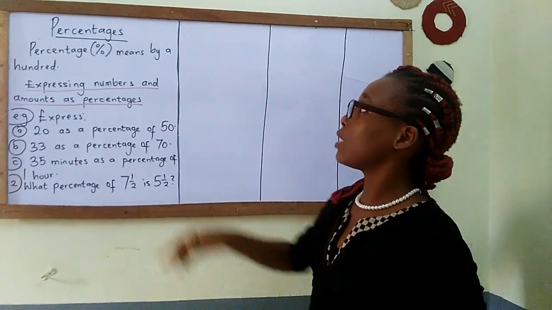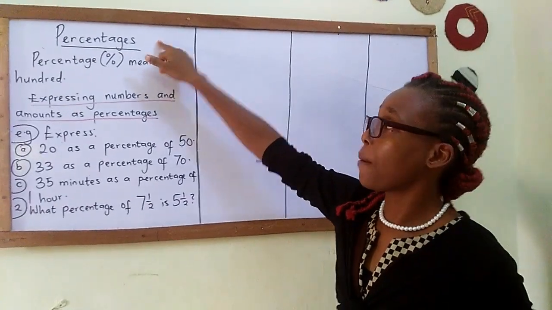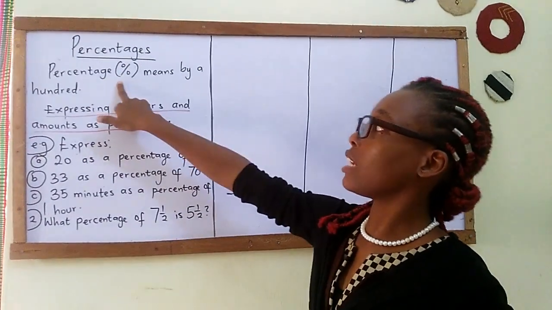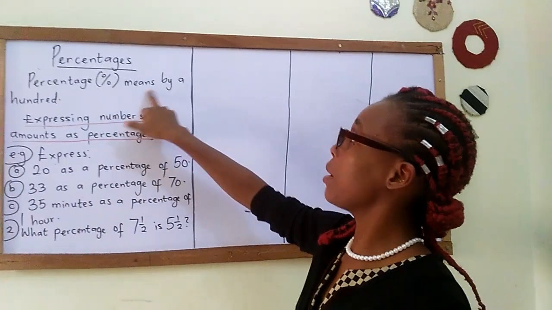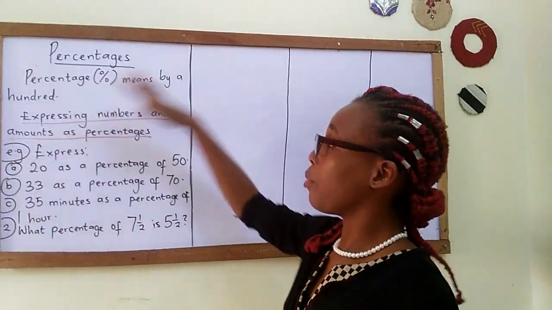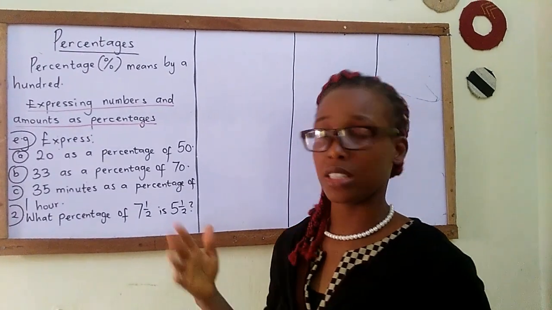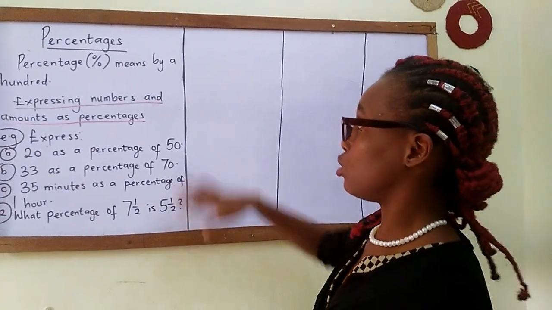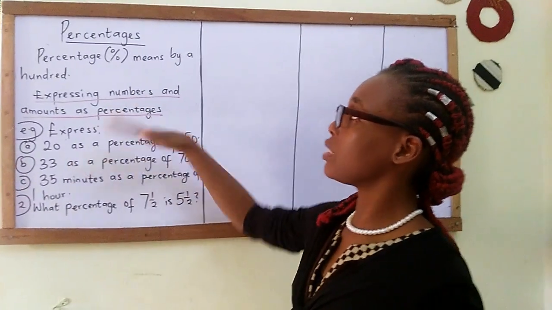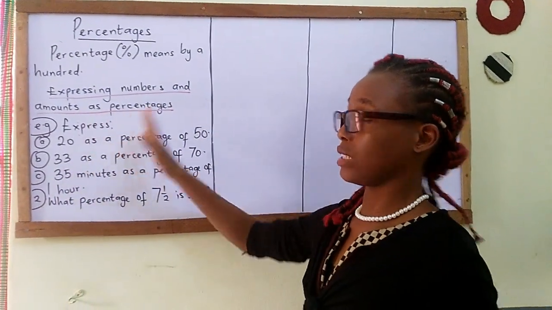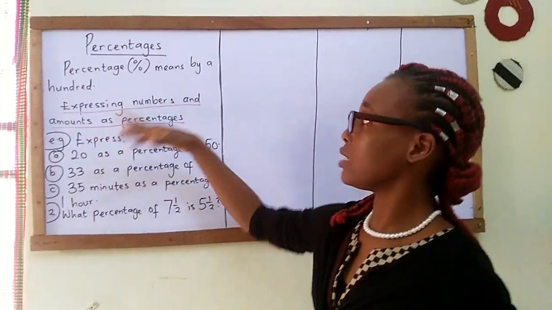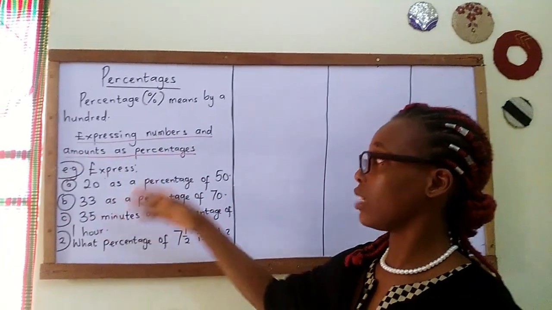So today we are looking at percentages. Percentage, which is also represented as this symbol, means by 100. Now previously we talked about percentages of increase and decrease of quantities. So today we are talking about expressing numbers and amounts as percentages.